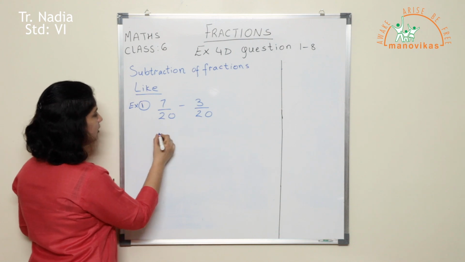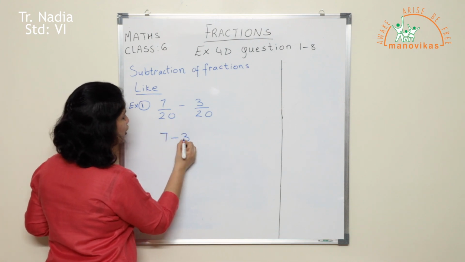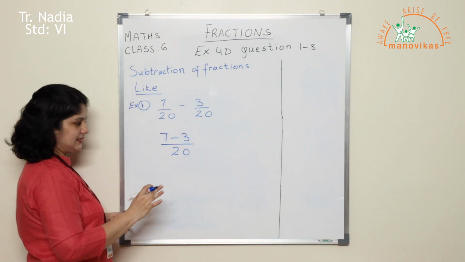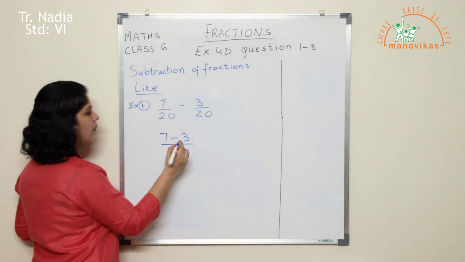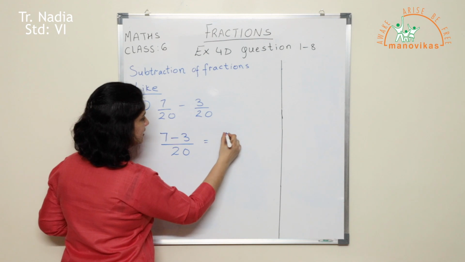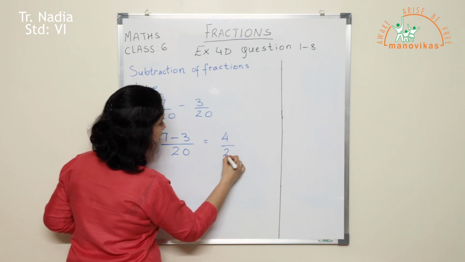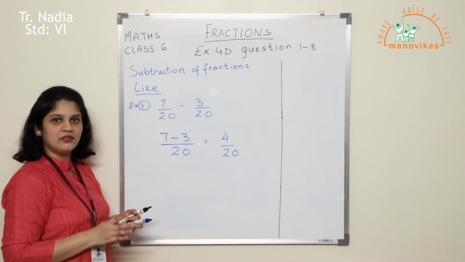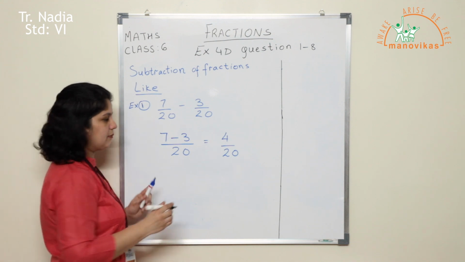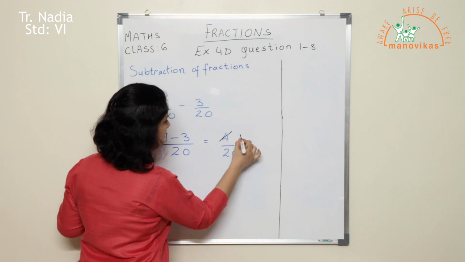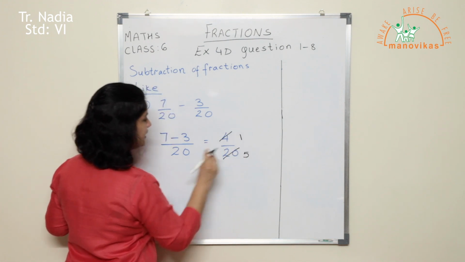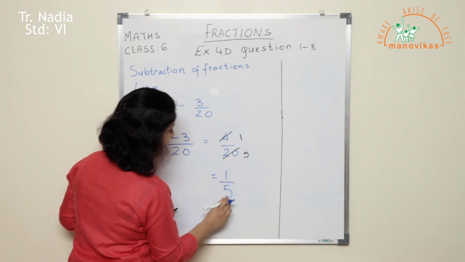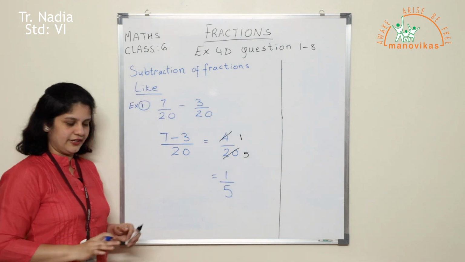So what do you do? Just subtract their numerators. The denominator remains as it is. So 7 minus 3 upon 20. 7 minus 3 is 4. So it will be 4 upon 20. The final answer can be reduced. It's a simple reduction using the 4 times table. 4 ones are 4, 4 5s are 20. So in the reduced form, your final answer will be 1 upon 5.